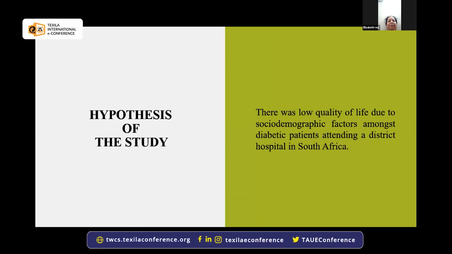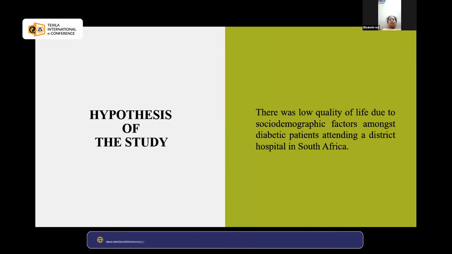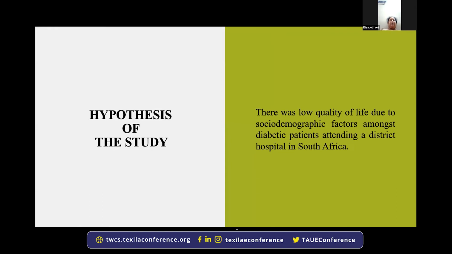Next slide, please. The hypothesis of this study was that there was low quality of life due to social factors among diabetic patients attending the district hospital. So with this study, we could prove that the quality of life was low, and it also affected the socio-demographic features in South Africa, which was similar to the Australian and American study.